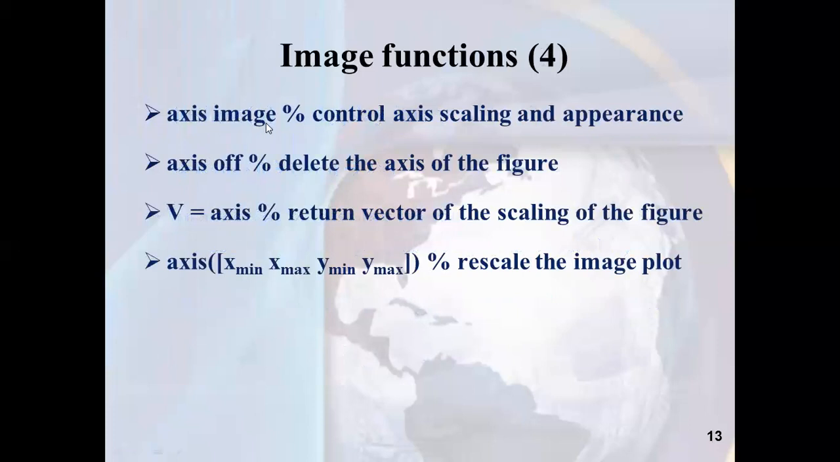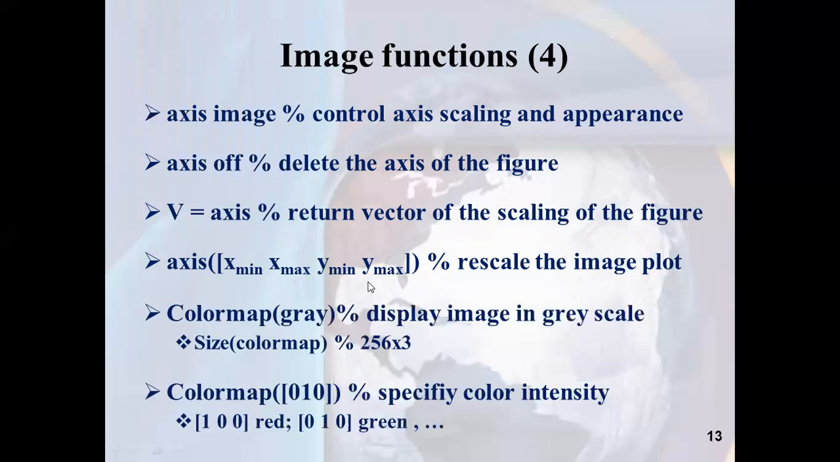Axis image, we can control the axis scaling and appearance of the image. Axis off, we delete the axis of the image. V equal axis, we assign a vector V to the scaling axis. Axis X min, X max, Y min, Y max, we rescale the image plot between these values. So we make a zoom for the image between X min and X max and Y min and Y max.